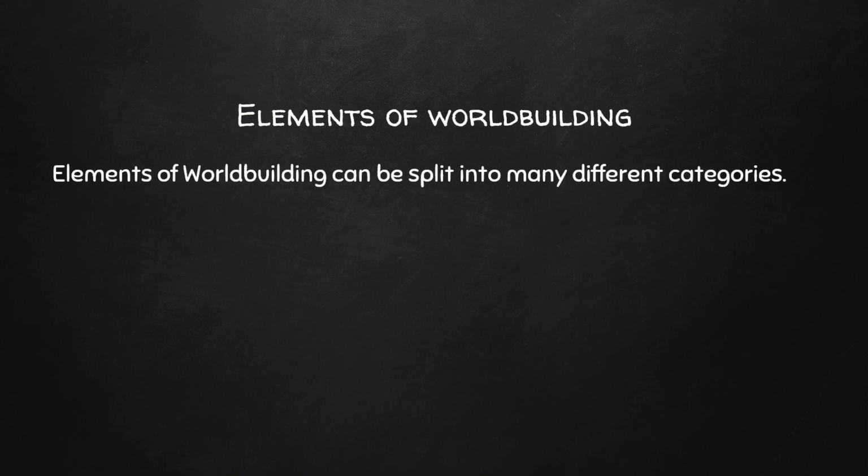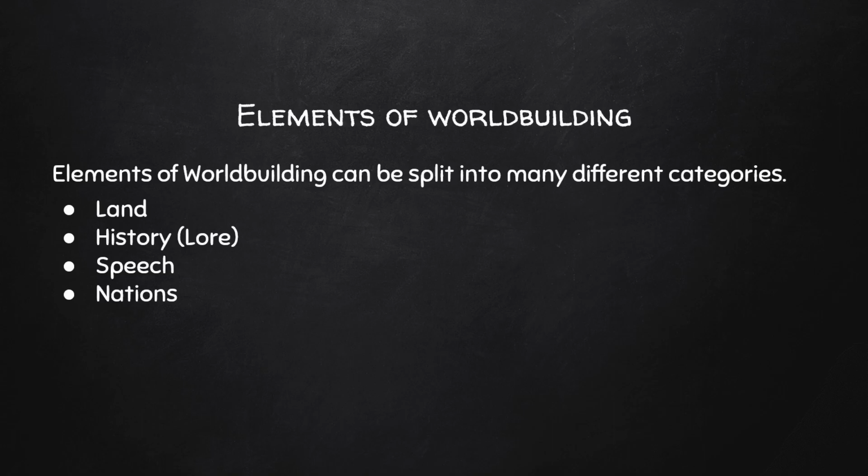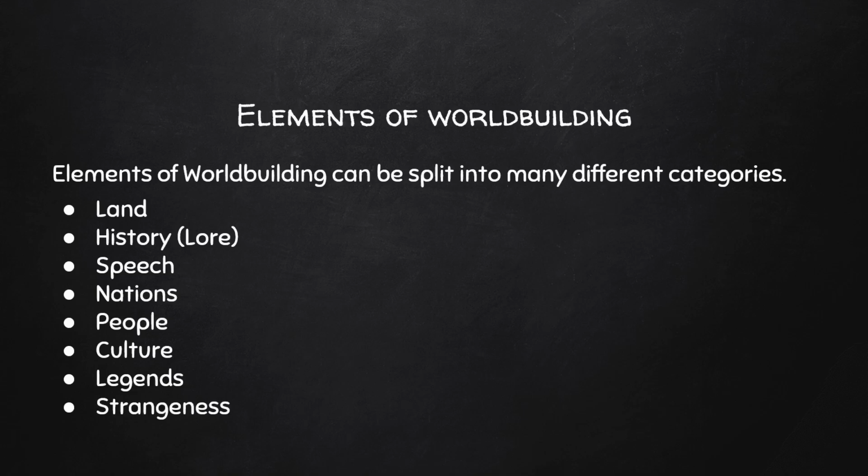World building can be split into a bunch of different categories, and I'm going to go more into depth on all of these, but here's just a general list. The most obvious one is land. Followed by that, there's history and lore, how people talk in the world, different nations that exist within the world, the types of people and what they do, as well as their culture. Followed by some legends in the world, things that you hear about but aren't represented in the game, and then some just strange things in the world. So I will talk about all of these.